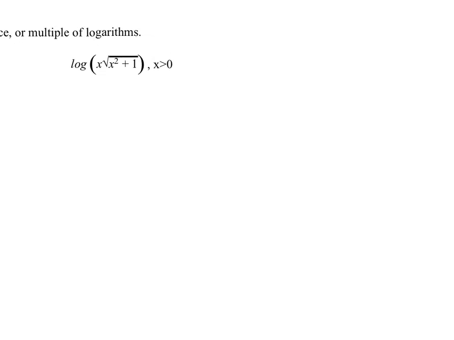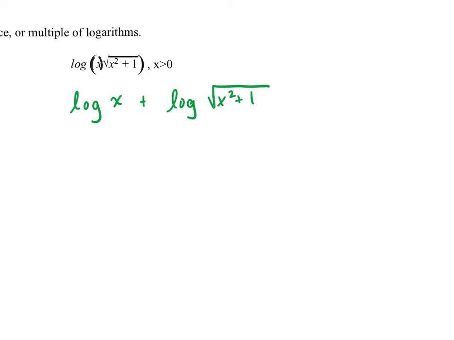Let's look at this one. We have log of x times the square root of x squared plus 1, with x greater than 0, because we don't want negatives in our log. So I actually have two things multiplied, because I have this x times this square root of x squared plus 1. And so how I'll write this is I'll write this as log of x plus log of the square root of x squared plus 1.